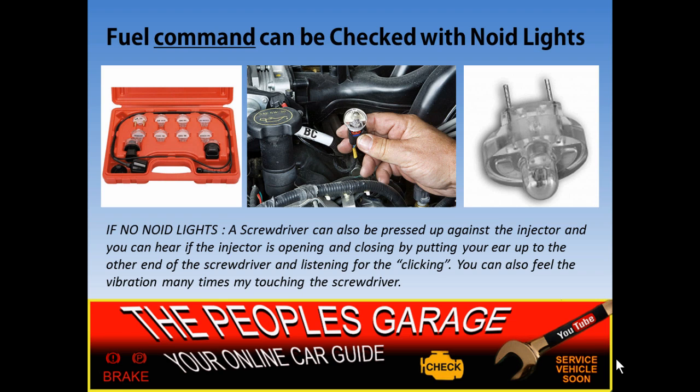But if you don't have a Noid light, you can bypass that and just put the screwdriver up to it, because that'll tell you it's getting power and ground. Okay? Also, it'll tell you that it should be opening and closing. It could still have a dirty fuel injector, which means it's not going to put all the fuel out, but it is working like it should. Okay?